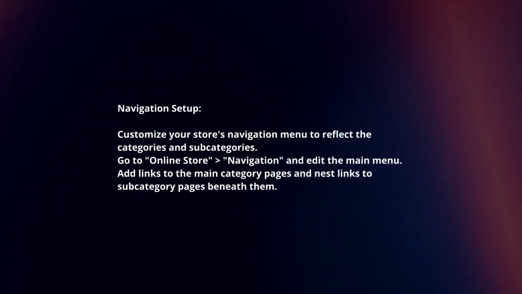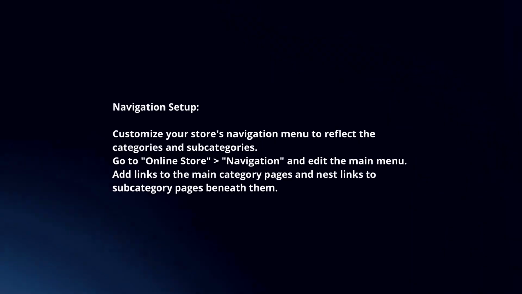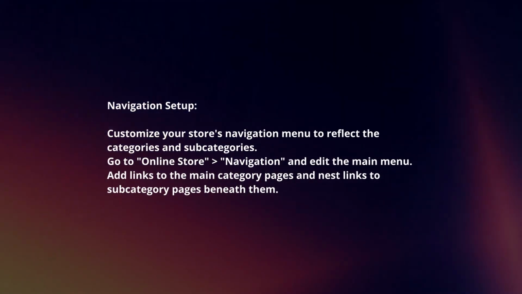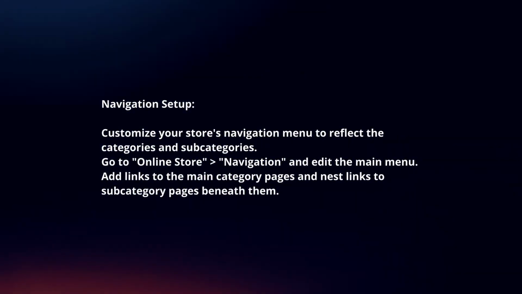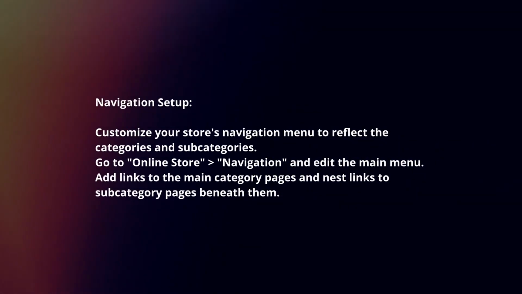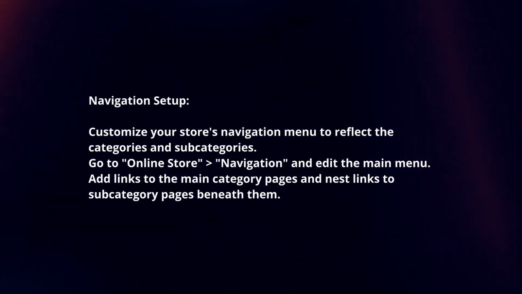Navigation setup. Customize your store's navigation menu to reflect the categories and subcategories. Go to Online Store, Navigation and edit the main menu. Add links to the main category pages and nest links to subcategory pages beneath them.